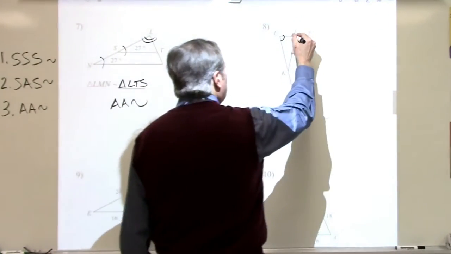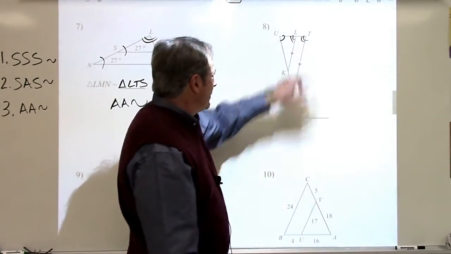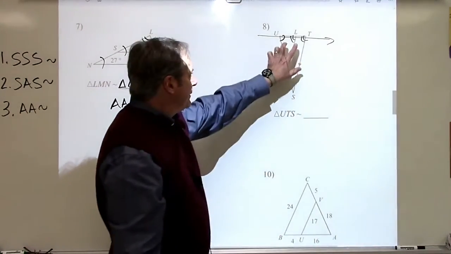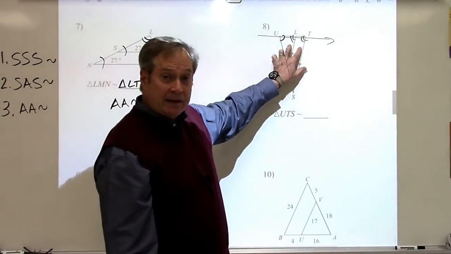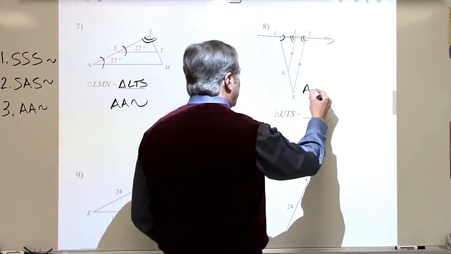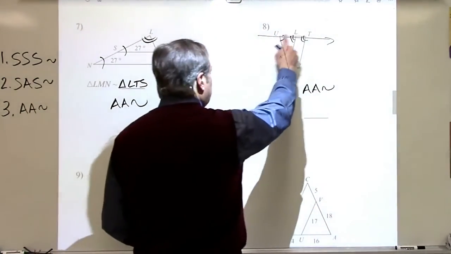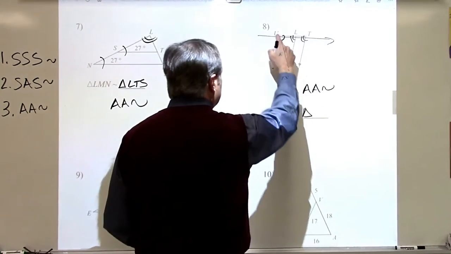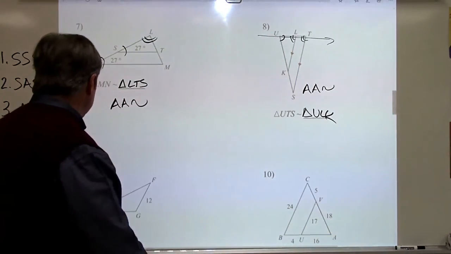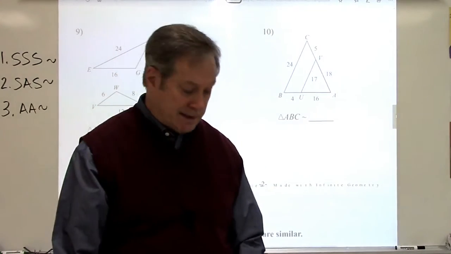Now, I'm going to go ahead and mark these, and I wonder if you remember, since those are parallel lines, this is a transversal, we can say that those are corresponding angles to each other. So those two are congruent. So yes, by angle similarity, those two triangles are similar. And we have triangle UTS would be similar to triangle ULK. And that's 7 and 8. All right, problems 9 and 10.